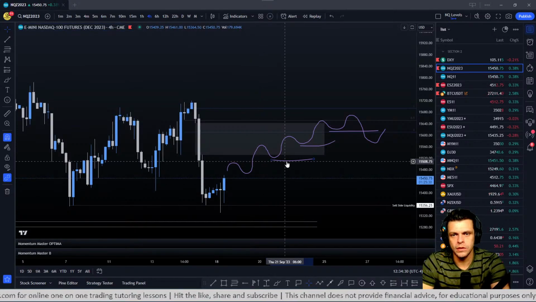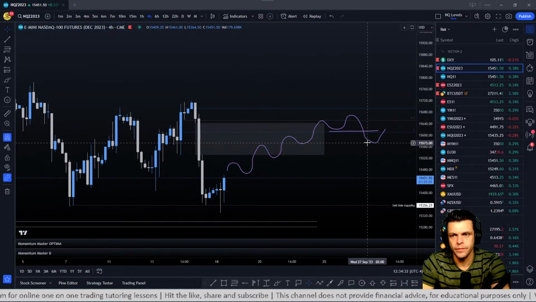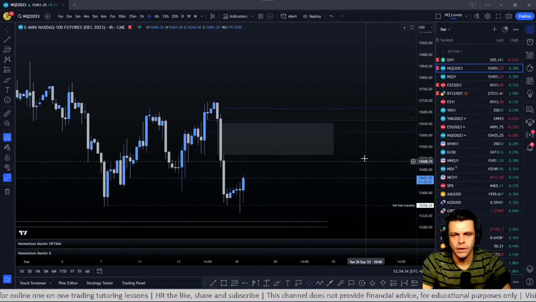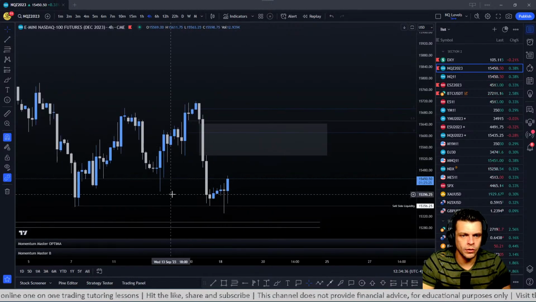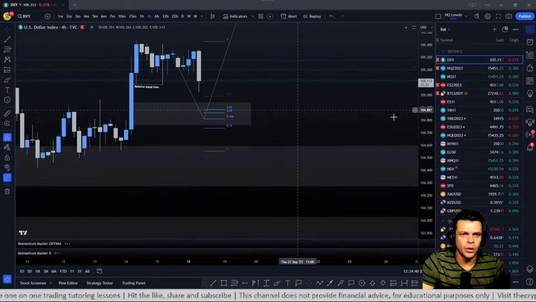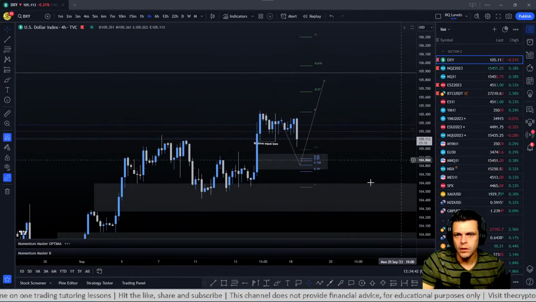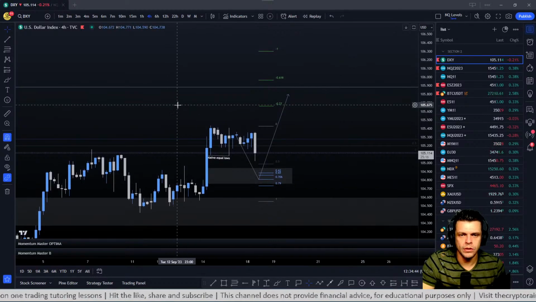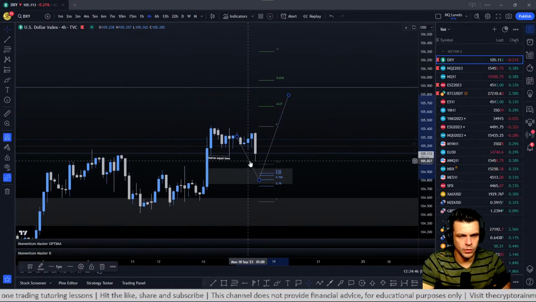Right, let's clean this up. Okay, so before we continue the analysis on the Nasdaq, we could go to the 4 hour. So this was the projection for the DXY yesterday. Let's quickly move this to the side.